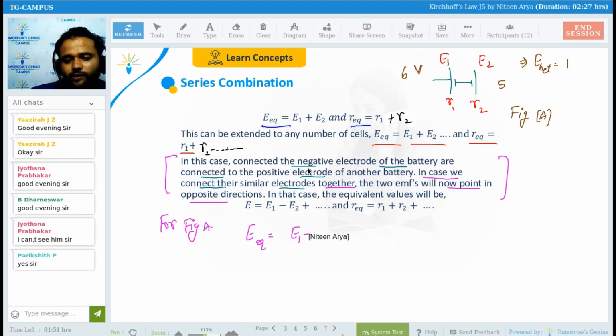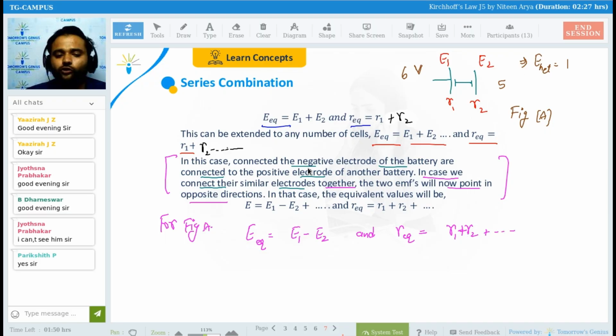is going to be E1 minus E2, because we only connect 2, and R equivalent is going to be R1 plus R2 plus dot dot dot. Why is it not negative? Because this is not dependent on the polarity. Your resistance is going to be added, but due to the change in polarity, due to this positive negative plate or cell, the EMF is going to be reduced and it is going to be lesser, but the resistance is going to be added. As simple as that. Clear? Clear now, everyone?